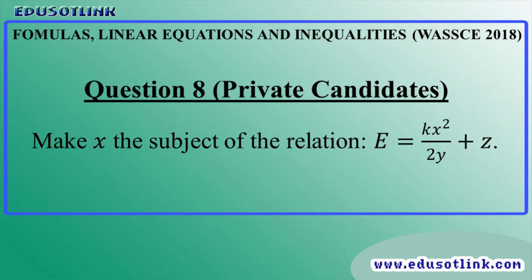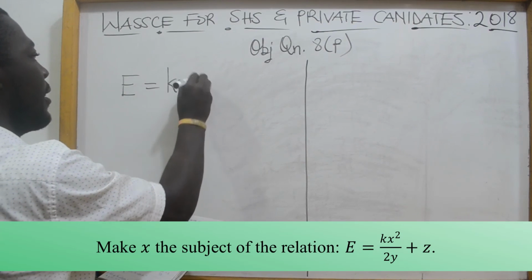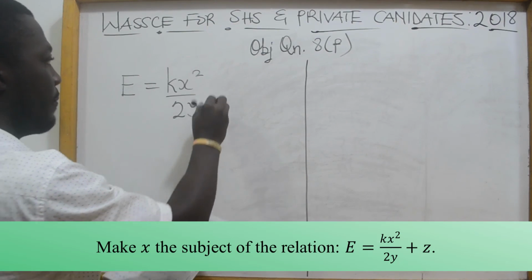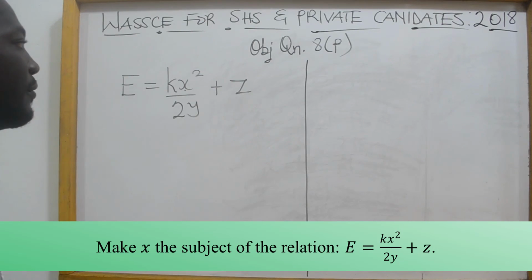Objective question 8 for private candidates. Make x the subject of the relation y is equal to kx squared divided by 2y plus z. We are to make x the subject. That's the location of x.